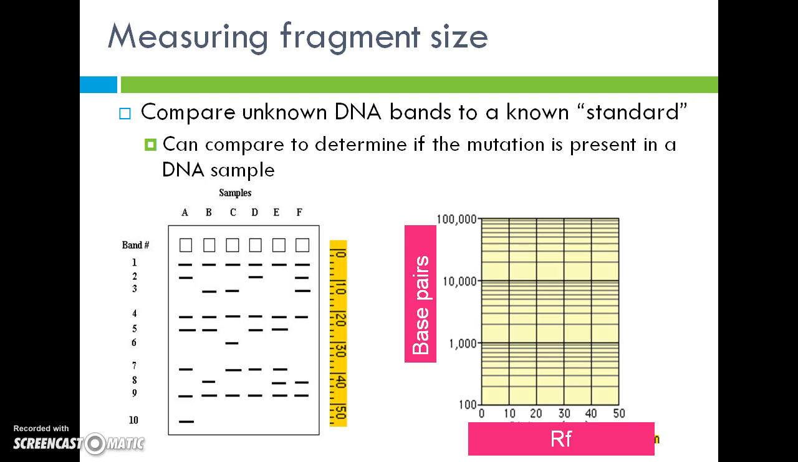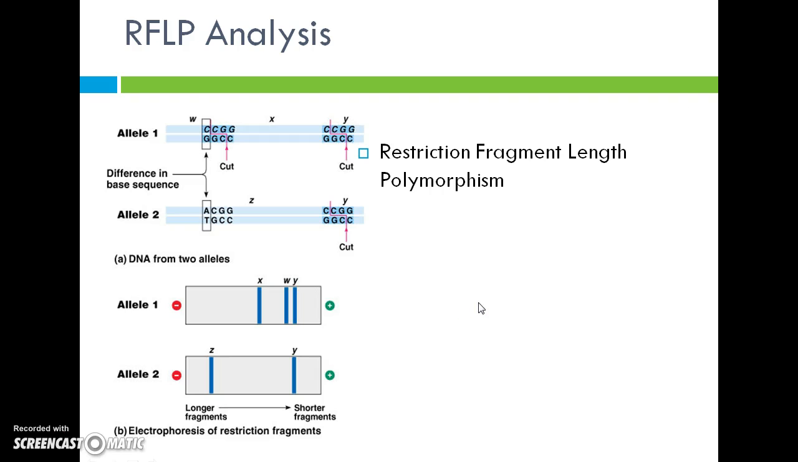Now, when we run it through a gel electrophoresis, we can actually compare those unknown DNA bands to a standard. And when we compare that, we can determine if a mutation is present in a DNA sample. So we can see that all of these samples have this gene, and then there's some differences. Okay, and we can plot these to create our standard curve, and we can use the standard curve to figure out what kinds of mutations there are. Are the genes longer or shorter than they usually are?